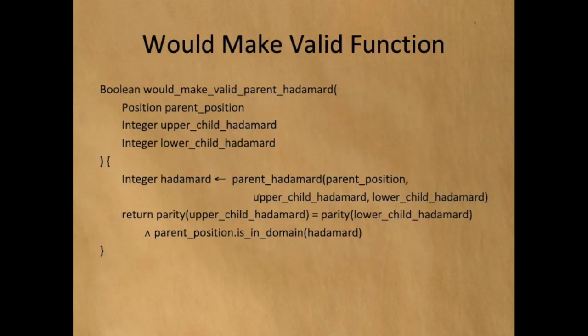So this function takes a parent position and 2 children Hadamards and computes whether or not they would produce a valid parent Hadamard. First, it calls parent Hadamard to compute the Hadamard value that would be returned if it were valid, and then it returns a conjunction of two tests. The upper child Hadamard and the lower child Hadamard must have the same parity, and the new Hadamard value must be within the domain of the parent.